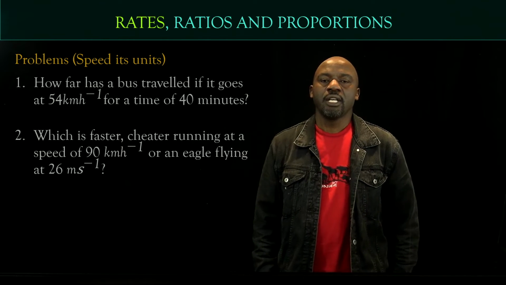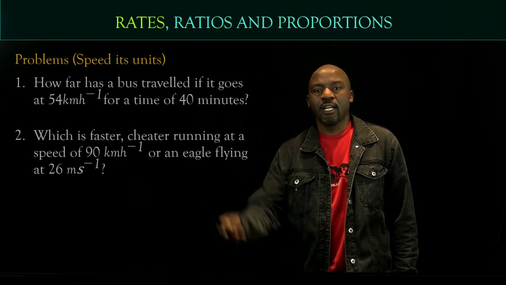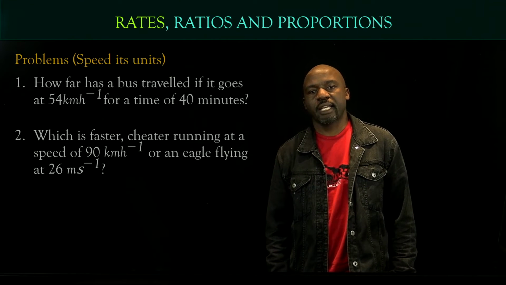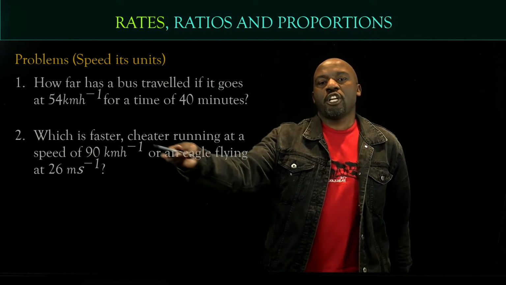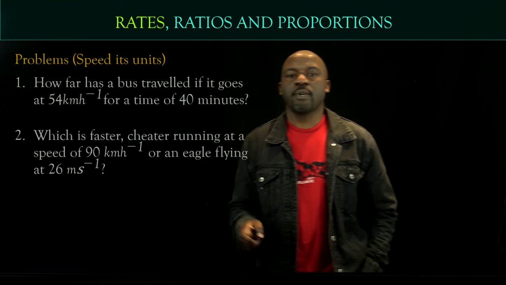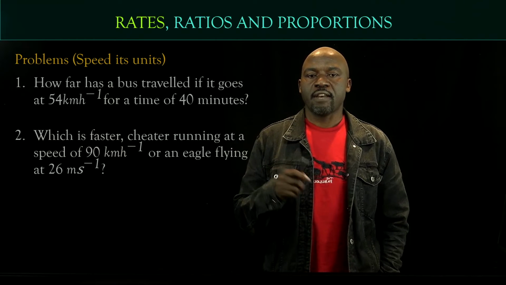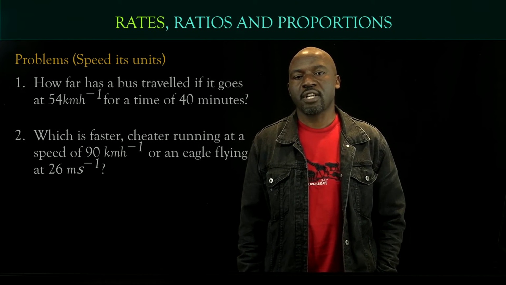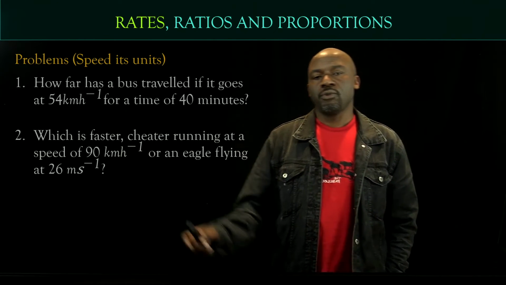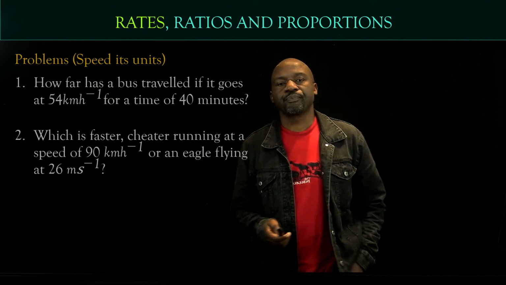That requires you to either change 90 kilometers per hour into meters per second, or 26 meters per second into kilometers per hour. To change 90 kilometers per hour into meters per second, you need to multiply by 0.27 recurring, right? 0.27777 like that. To change the other way, you need to actually divide by that same number.